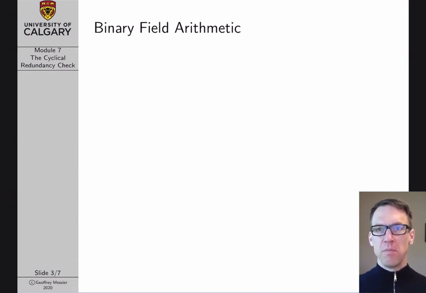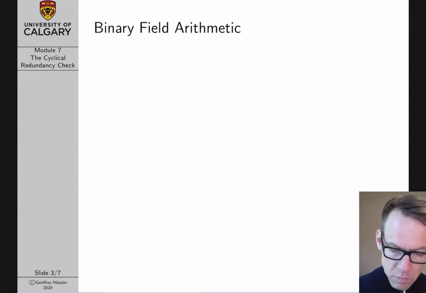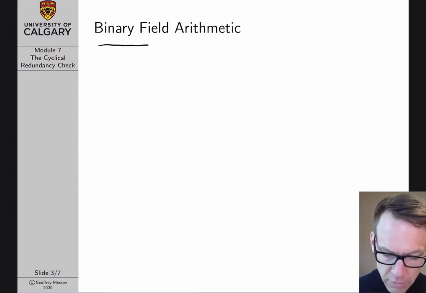Basically, binary field arithmetic is an area of math that uses polynomials to represent bit sequences. The exponent of each term in the polynomial gives the position of the bit, and the coefficient of each term in the polynomial gives the value of the bit, either 1 or 0. So let's do a couple of examples to illustrate how this works.